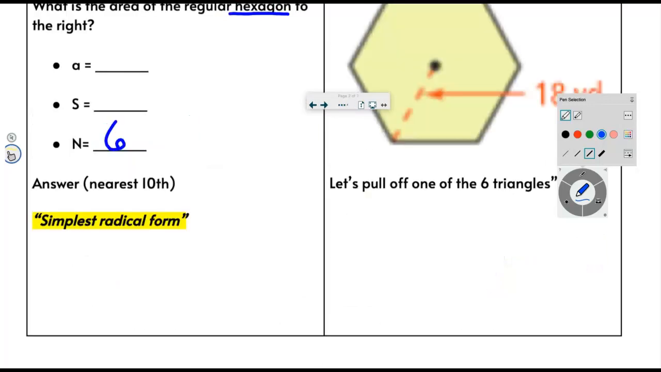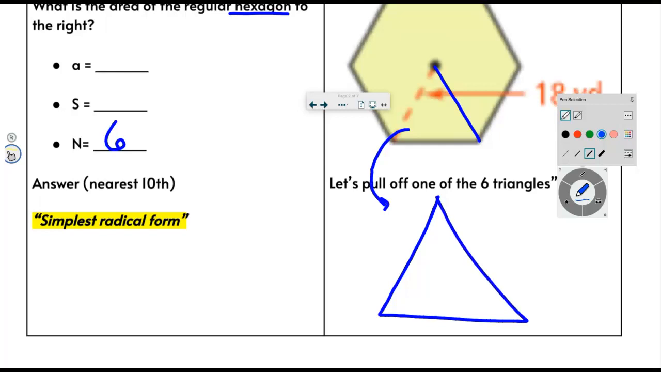So I, again, like to focus on, that's a picture of a hexagon, but it has 6 triangles in there. I'm going to pull this one off and make it bigger and just work with this one. I'm going to put the 18 over here. This, remember, is a radius. It's not in my formula, unfortunately.